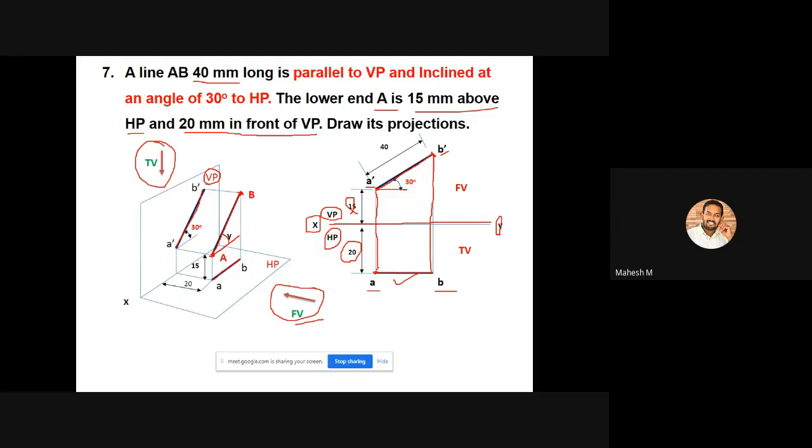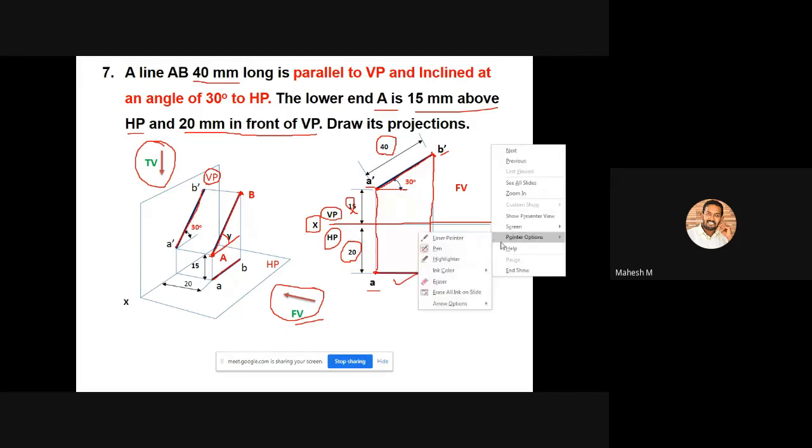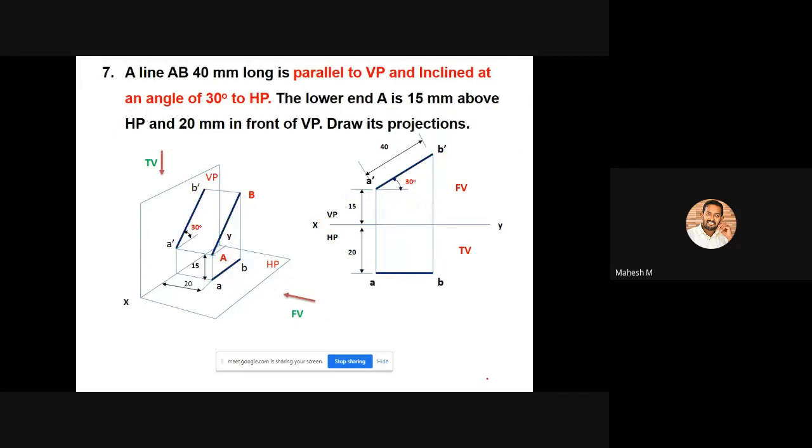The length of the top view is not given, because it will be less than 40 mm. If you are seeing this inclined line from the top view direction, you will get a length that is less than 40 mm. So it will definitely be less than 40 mm. Okay, so this is our problem. Is there any doubt?